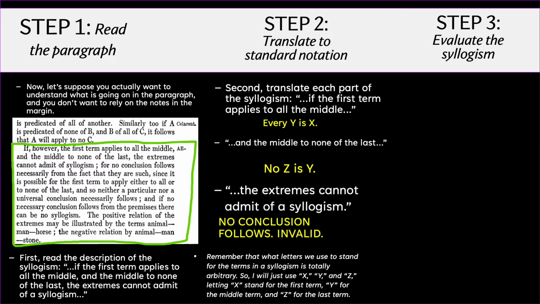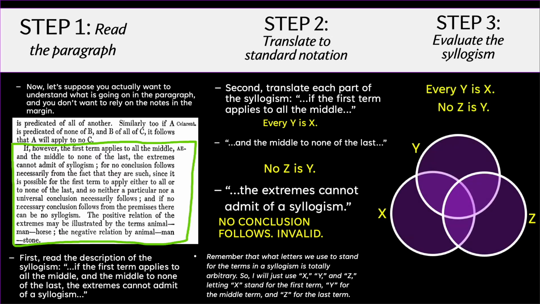Finally, we have the conclusion. The extremes cannot admit of a syllogism. In other words, Aristotle is saying there's no conclusion that follows necessarily. This is an invalid syllogism composed of these premises. So again, let's set up our three circles, our Venn diagram. We have two premises: every y is x and no z is y.